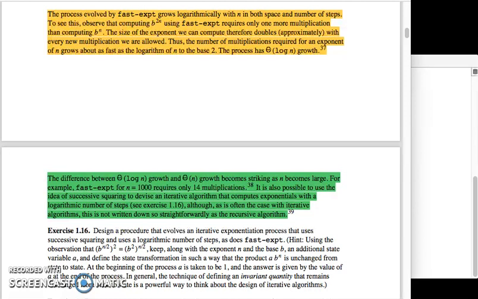The difference between theta log n growth and theta n growth becomes striking as n becomes large. For example, fast-exponent for n equals 1,000 requires only 14 multiplications. It is also possible to use the idea of successive squaring to devise an iterative algorithm that computes exponentials with a logarithmic number of steps. See exercise 1.16. Although, as is often the case with iterative algorithms, this is not written down so straightforwardly as the recursive algorithm.